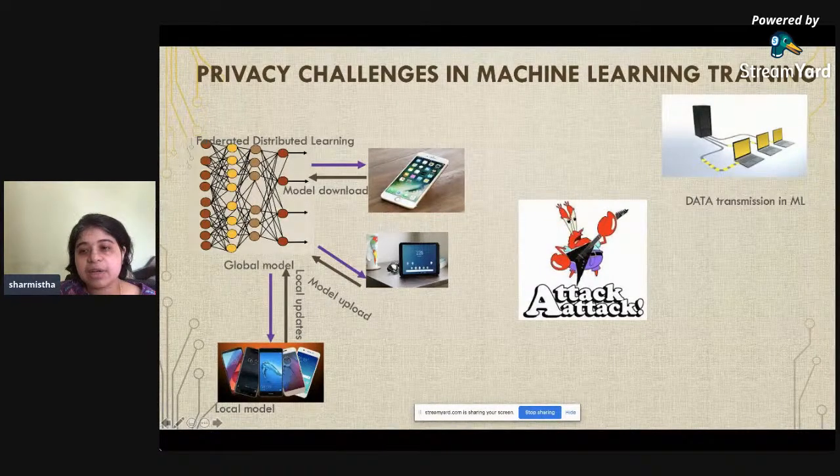And then data transmission also, everything you have to do encryption. Again, you have to apply encryption at the device side, transmission. There's a lot of overhead. Otherwise, your model will be susceptible to attacks.